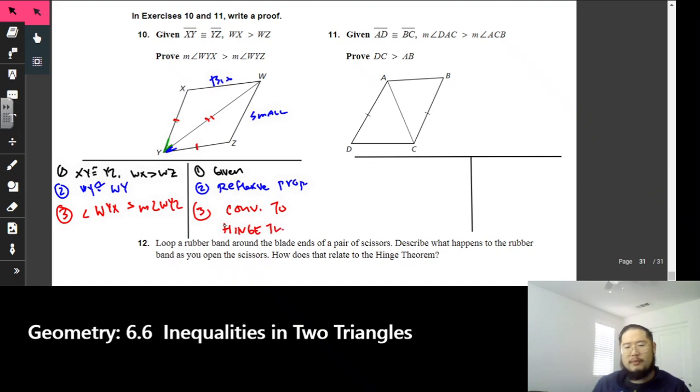All right, so we put it all together. So we had to justify using the converse to the hinge theorem. And therefore, that second statement right there is absolutely important to add.